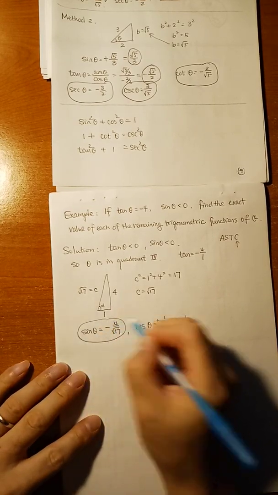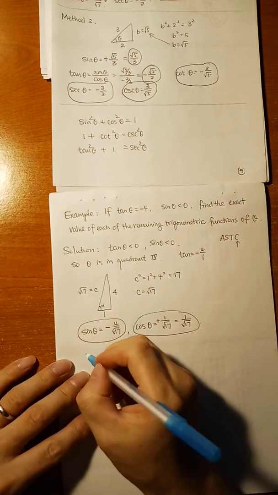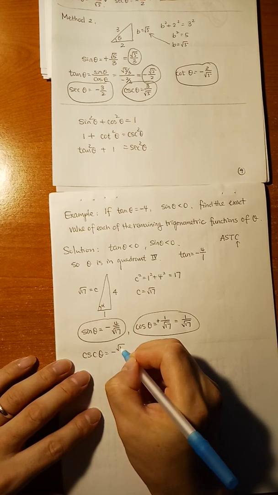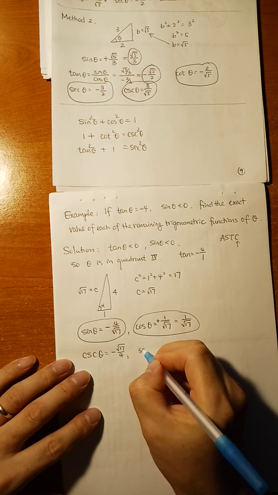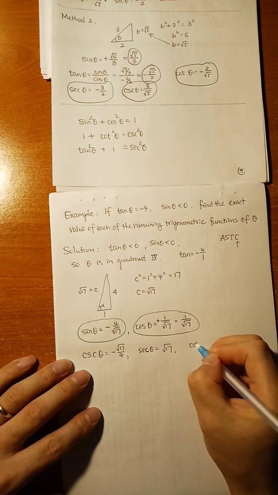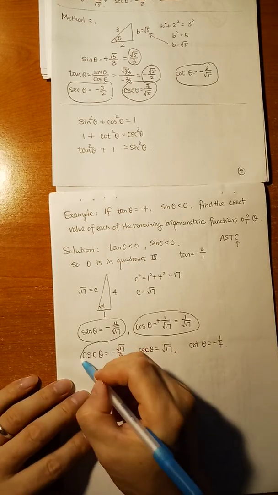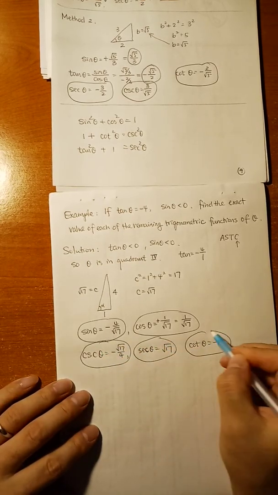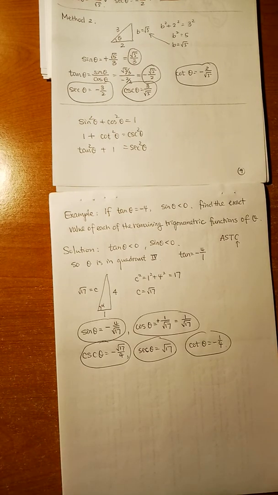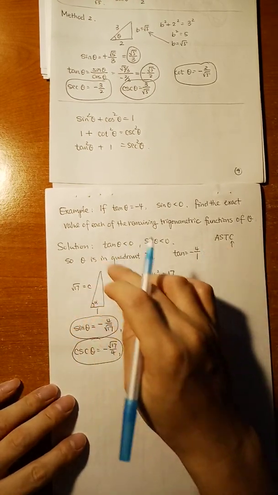Okay, so you have sine, cosine, and tangent, and then you flip them. The sine, you flip it, you get a reciprocal: cosecant is negative square root of 17 over 4. Cosine, you flip it, you get secant: secant theta is square root of 17. And cotangent theta, the reciprocal of negative 4, is negative 1 over 4. So you have the exact value of each of the remaining trig values. Okay, so this is method 1. We use the reference angle.